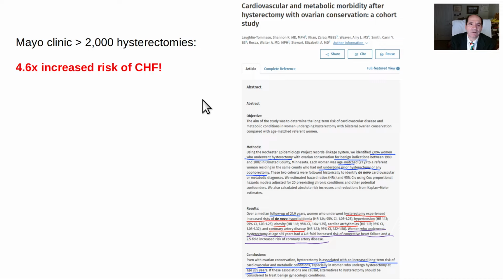Okay, Mayo Clinic did a study on over 2,000 hysterectomy patients, and they found women who had a hysterectomy before the age of 35 had 4.6 times increased congestive heart failure, because when a woman menstruates, it's a therapeutic phlebotomy. Every month, she lowers her hematocrit, meaning the percentage of red blood cells in the blood. And by lowering the hematocrit, she makes her blood less thick, so she's less likely to get hypertension.